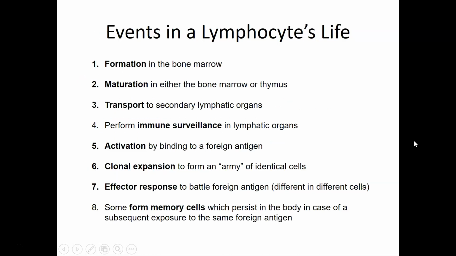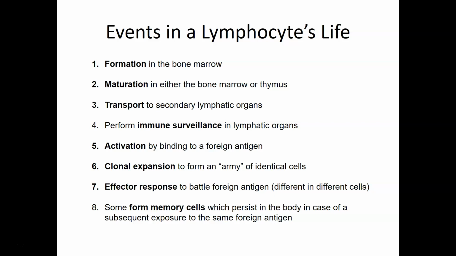Okay, so here are the events in the life of a lymphocyte. These are common to both B and T cells, though the details are going to be different. I made it kind of general, and as we move forward, we'll get more specific. As I mentioned, they're formed in the bone marrow and they mature either in the marrow or the thymus. After they're mature, they are immunocompetent and they are transported by the bloodstream to the secondary lymphatic organs.